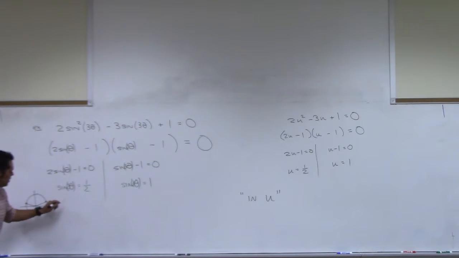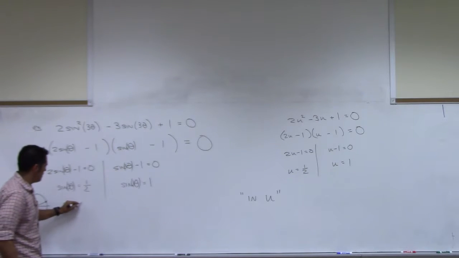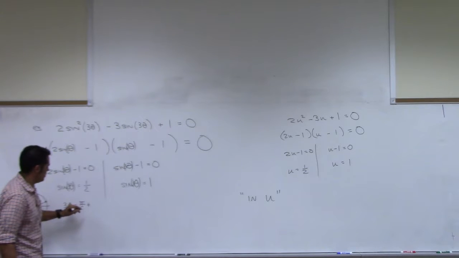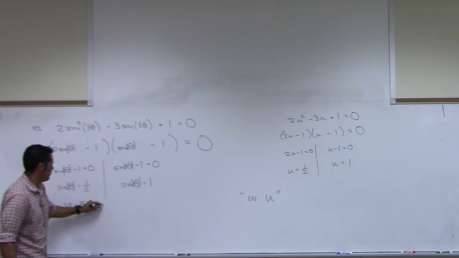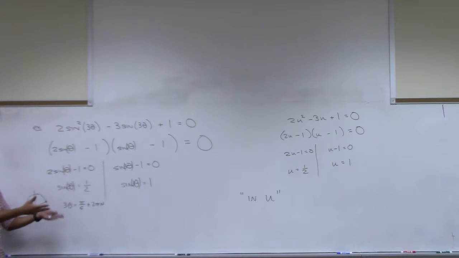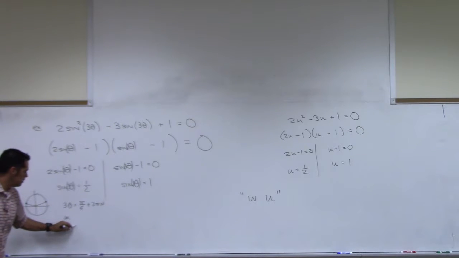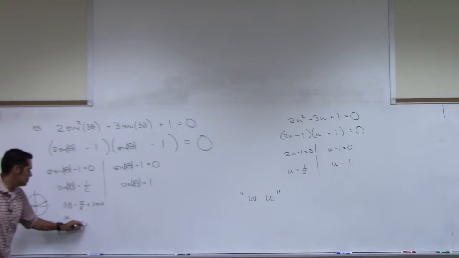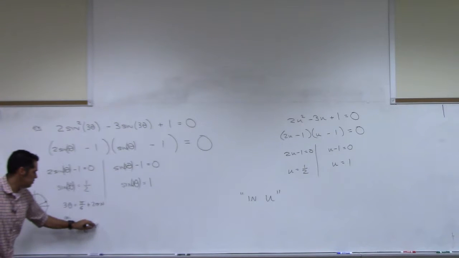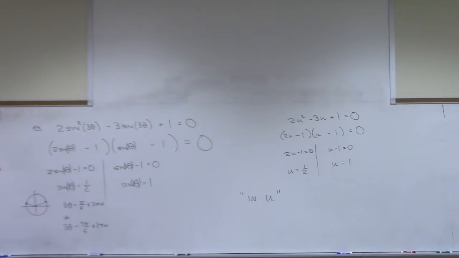All right, so here I'm going to say that the argument, 3 theta, must be equal to, let's do this one first, pi over 6 plus 2 pi n. Now, I could get common denominator and create a list if I needed to from that, but that's one of them, and I need this one. So, or 3 theta equals 5 pi over 6 plus 2 pi n, right?